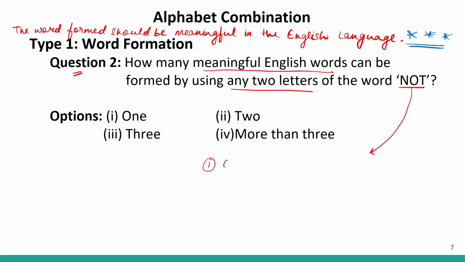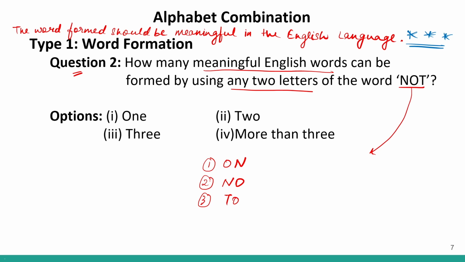First word I can think of is on, right? Second word I can think of is no. Third one I can think of is to. We have these letters: on, no and to. Can you think of any fourth word? I can think of just 3 of these combinations.